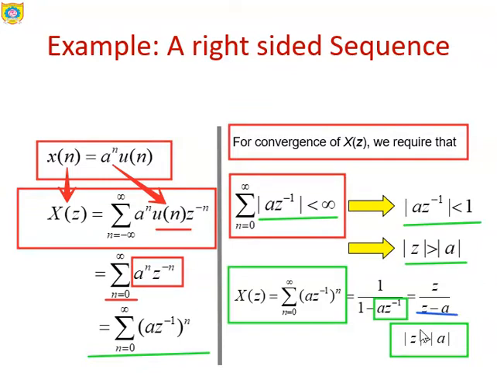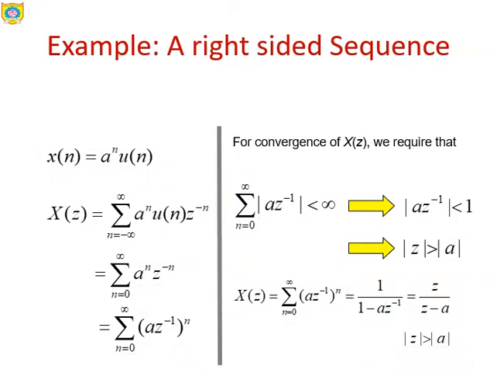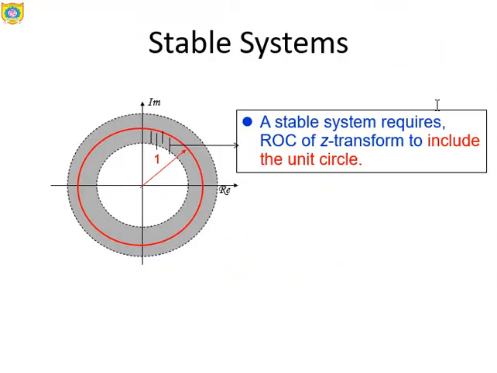So in order to have this condition for satisfaction of convergence of X of z, we are in a position right now to determine what exactly the radius of that particular circle should be, which is going to give us the stability of the system, or in other words the region of convergence of the system. So let's see how to get it for this particular sequence, that is x of n equal to a raised to n u of n. So this is where we can bring the conclusion.